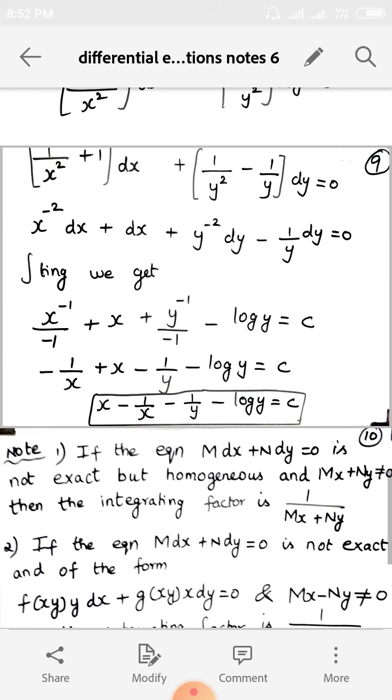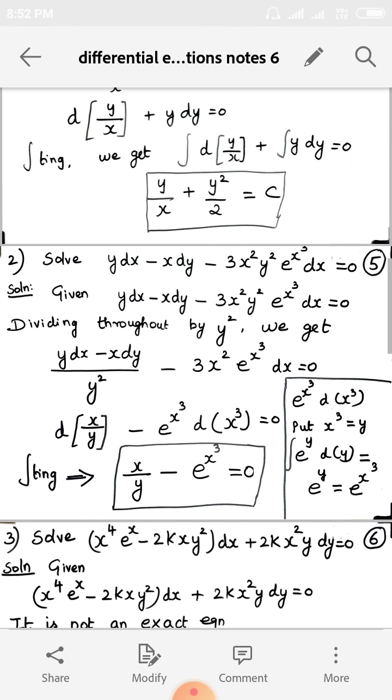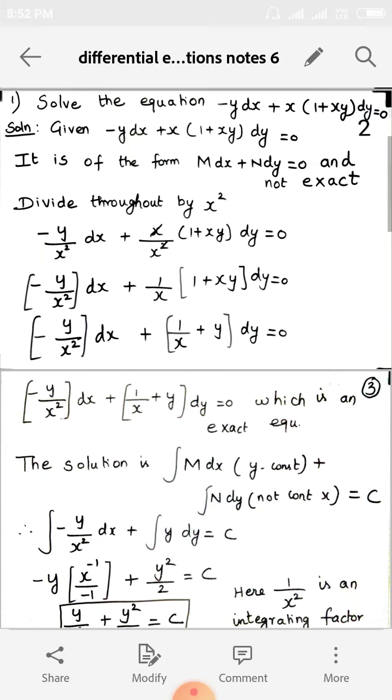Go through the problems, girls. Go through the 4 problems. Do it in your classwork note.